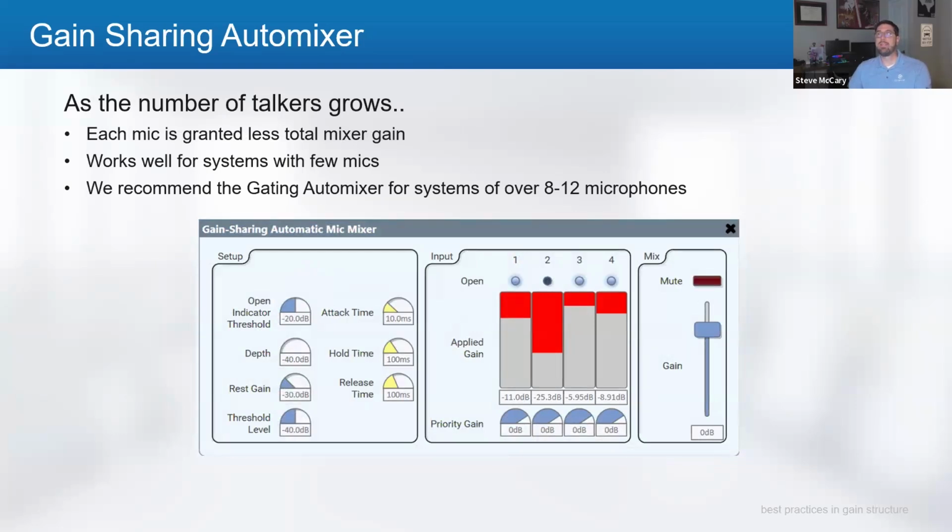So now you can see in your gain sharing, as people start talking, they're getting some more of the gain. This is generally, like I said, used when you're talking about large microphone systems. So most of what you will probably come across while you're dealing with conference rooms and whatnot will deal with gating auto mixers.